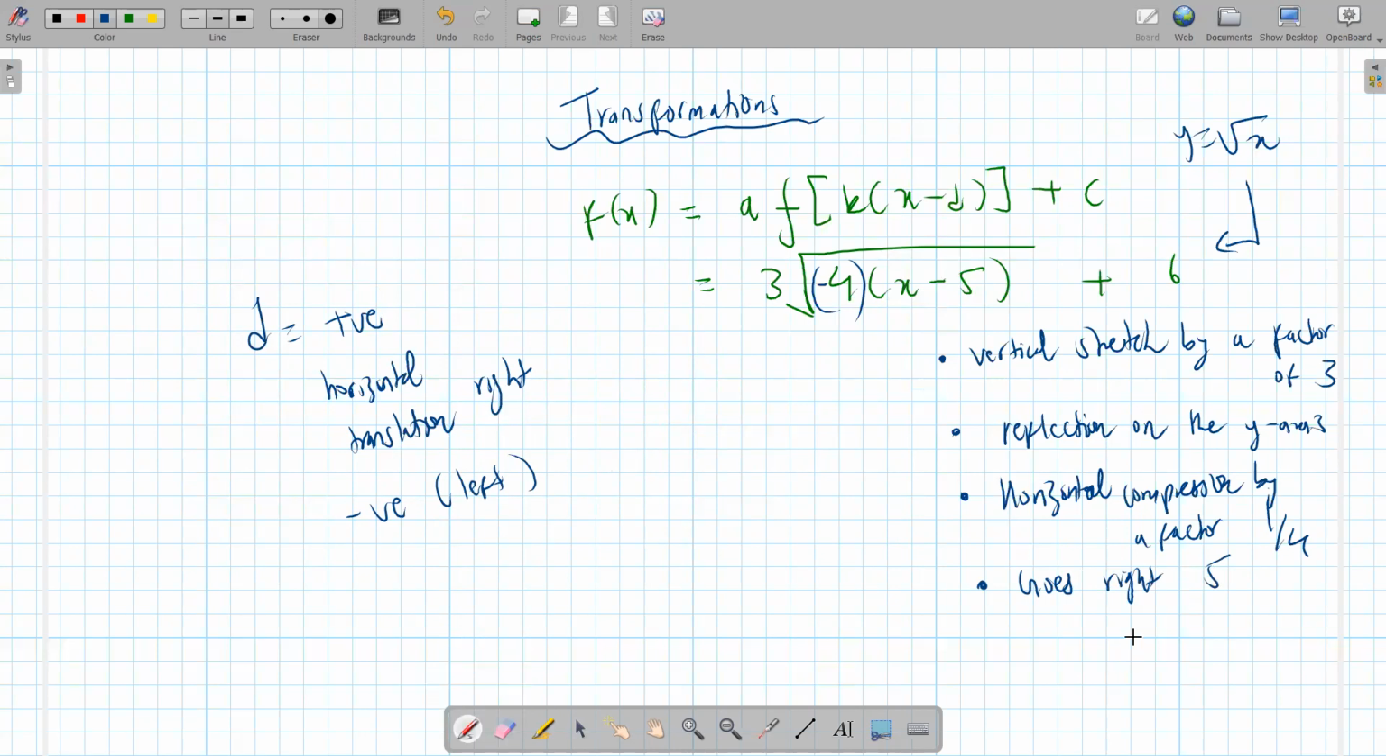Okay. Finally, C, again very similar to D. If C is positive, then it goes up. If C is negative, then instead of going left, it goes down, because C goes up or down. So here C is positive 6, so this means it's going up by 6 units.